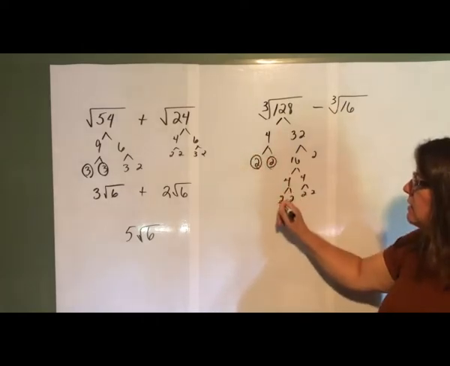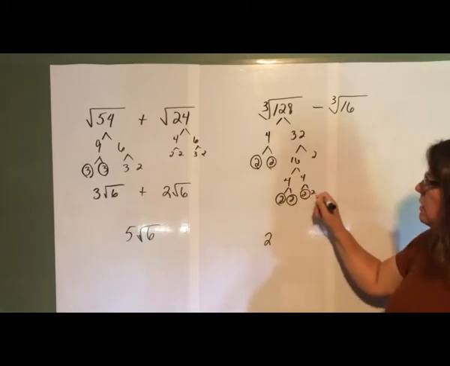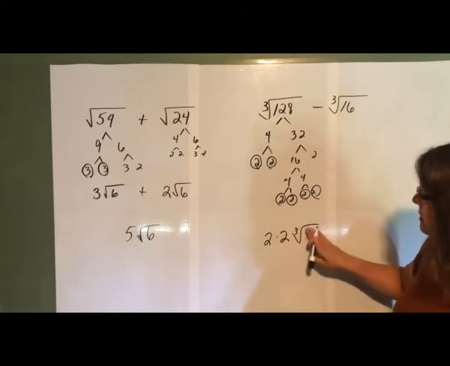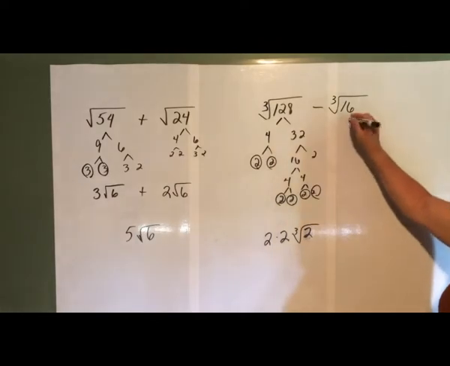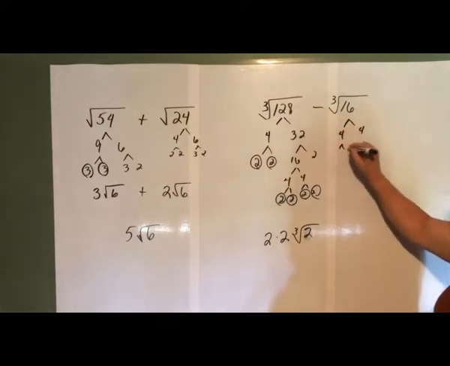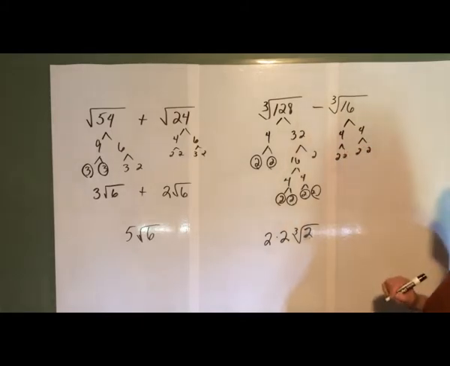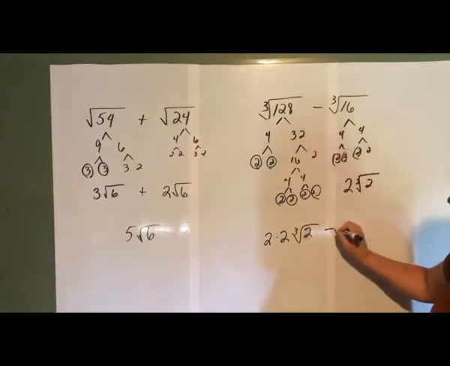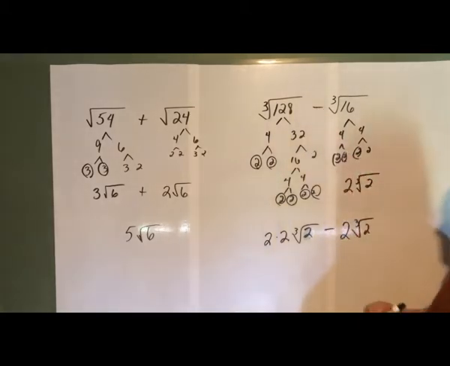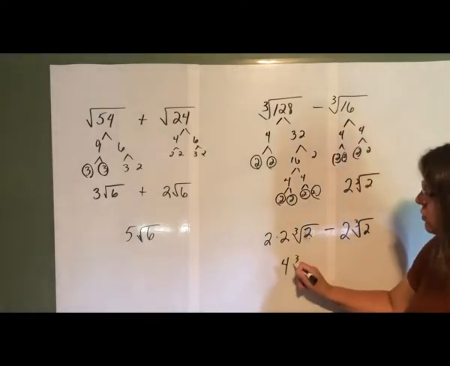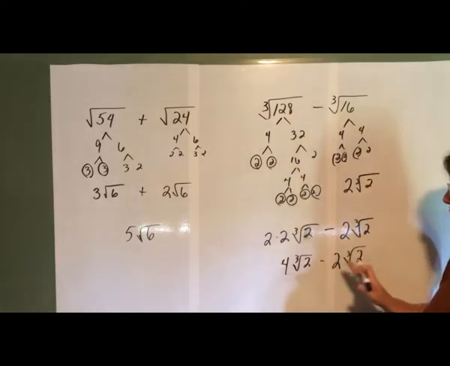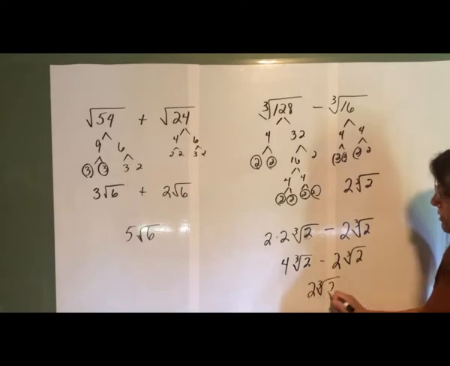So let's see, I've got 1, 2, and another 2, and that last 2 stays inside. And then if I break down this one, cube root of 16, well 16 is 4 and 4. I can break that down into 2's. So anything that shows up 3 times can be brought out once. So that's going to be 2 cube root of 2. I keep the minus. And so this is 4 cube root of 2 minus 2 cube root of 2, and 4 and 2 are like terms, so 4 minus 2 is 2 cube root of 2 for my answer there.